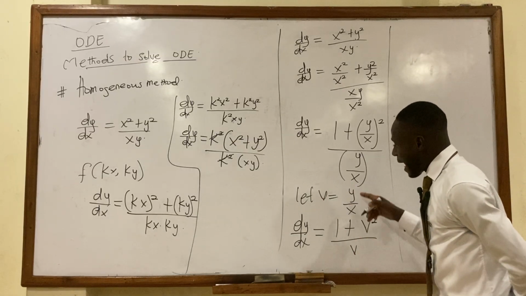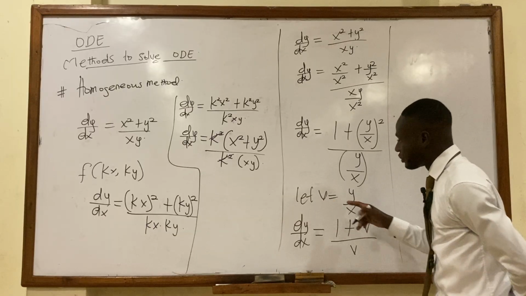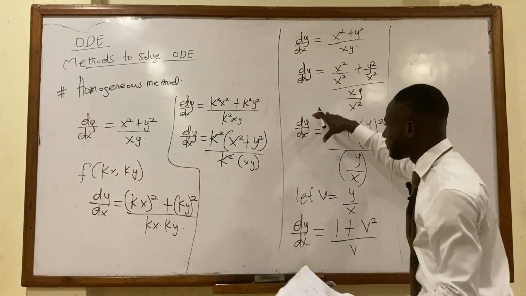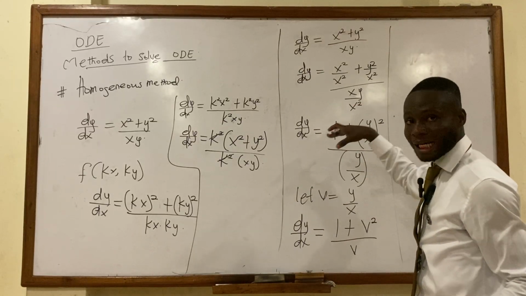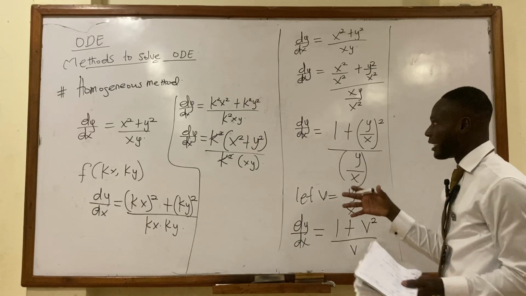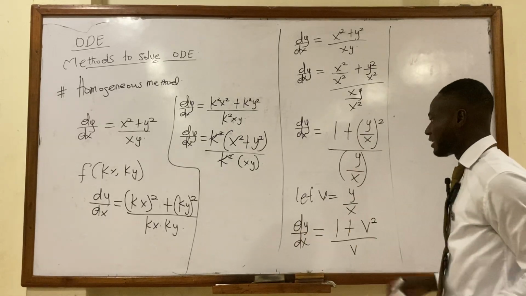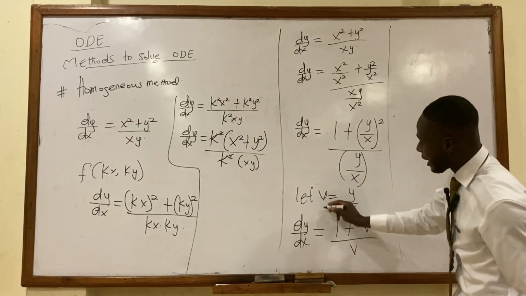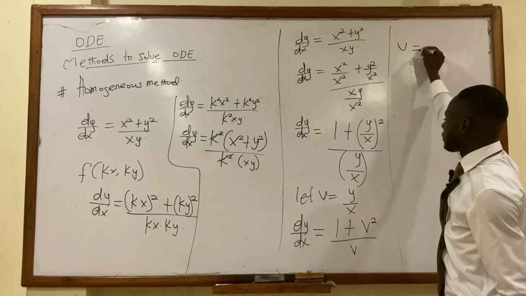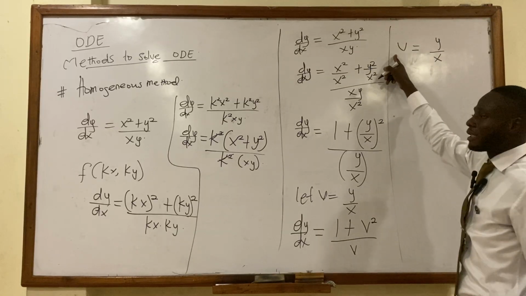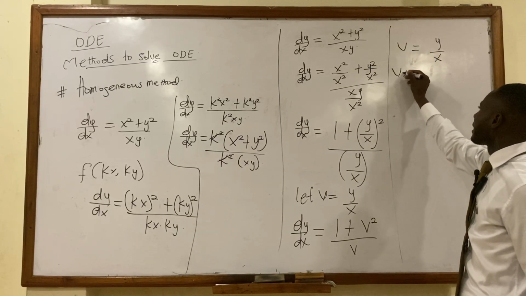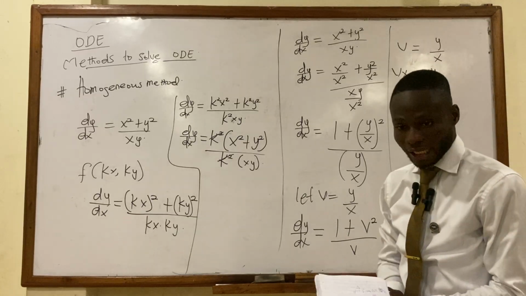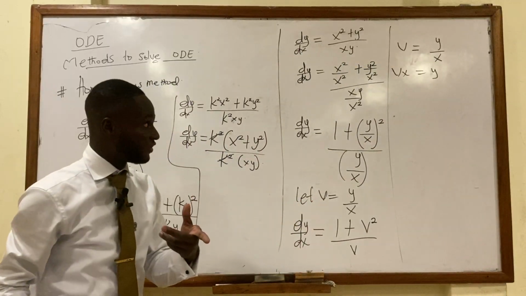We have to differentiate this function so that we have something in terms of it, so that we can substitute or plug into this function and simplify the expression, right? So for y over x, we have v equals y over x, so we multiply through by x, right? So we have vx equals y. Now let's differentiate both sides using the product rule of differentiation, right?